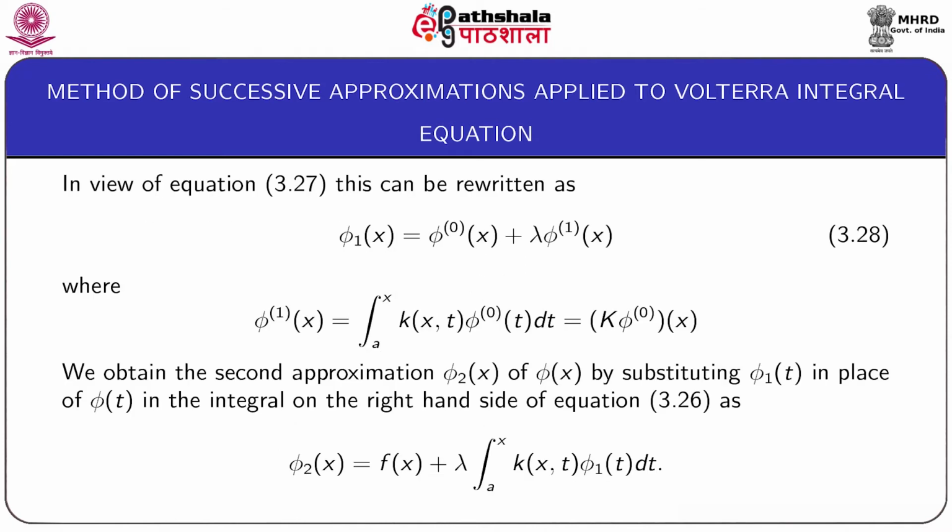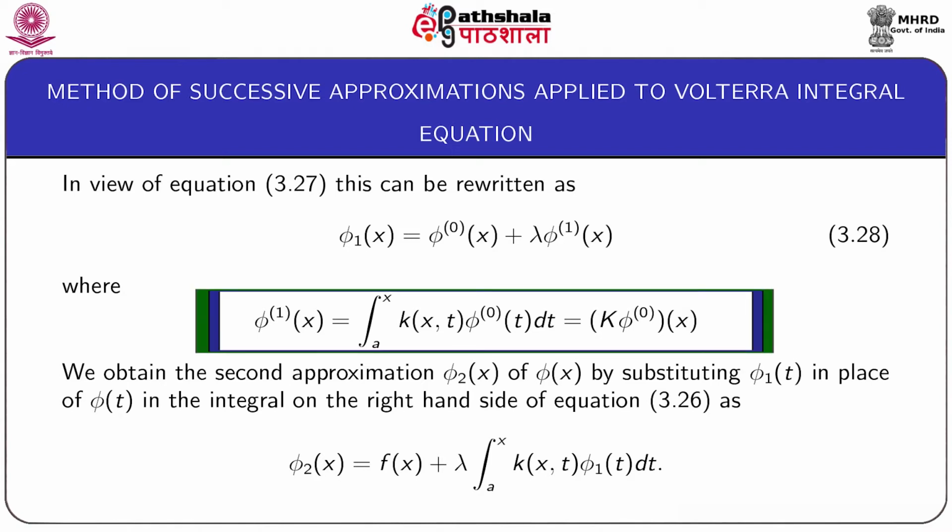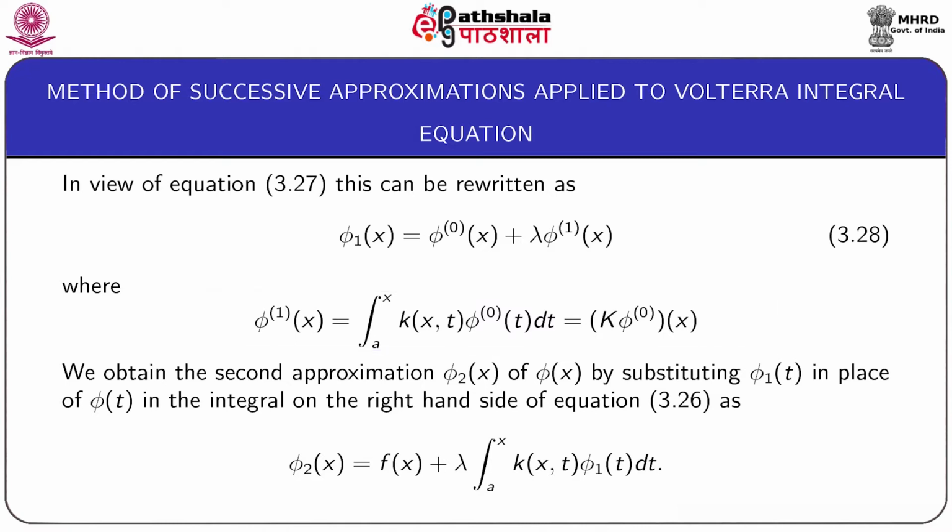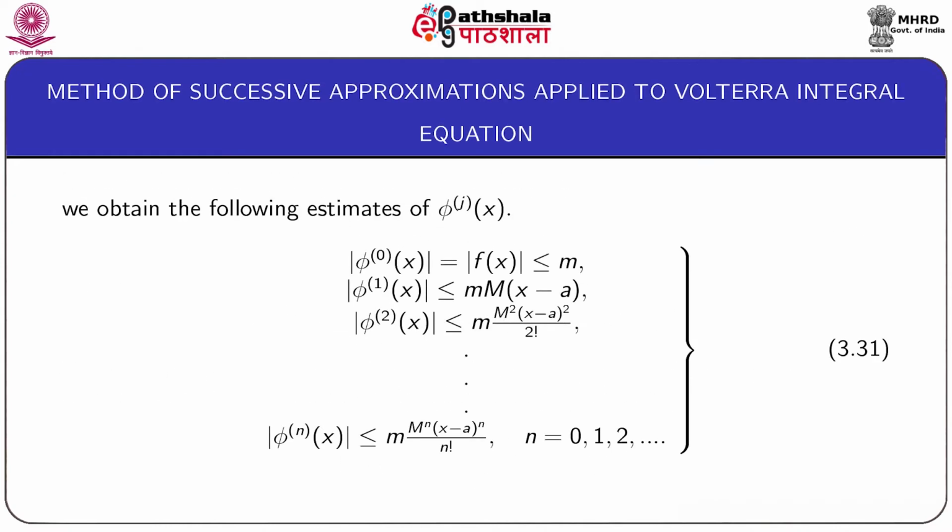Now come to phi superscript 1 (x). Phi superscript 1 (x) is given by integral a to x K(x,t) phi superscript 0 (t) dt. Mod of phi superscript 1 (x) is less than or equal to integral a to x mod of K(x,t) into mod of phi superscript 0 (t) dt. Now mod phi superscript 0 (t) is less than or equal to small m and mod K(x,t) is less than or equal to capital M. So that the estimate of phi superscript 1 (x) is less than or equal to small m into capital M into (x minus a).